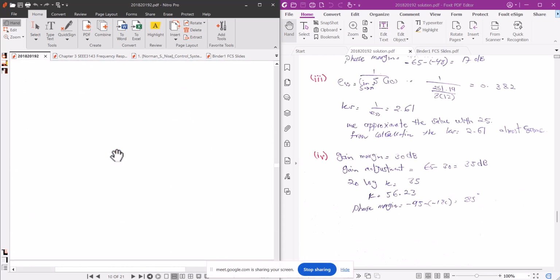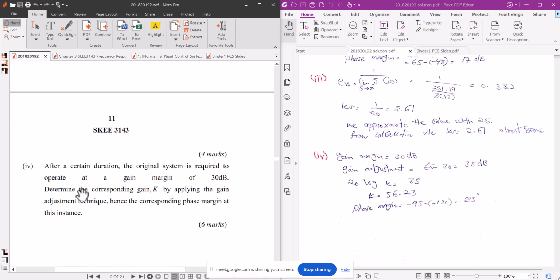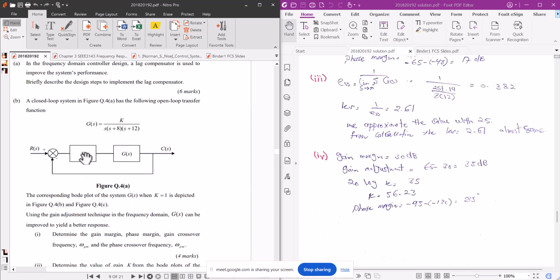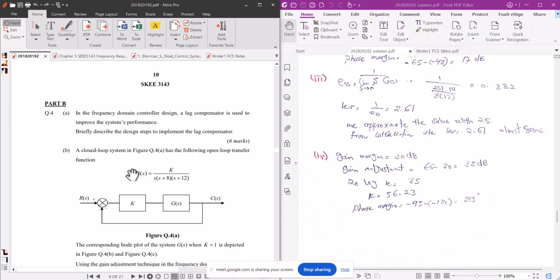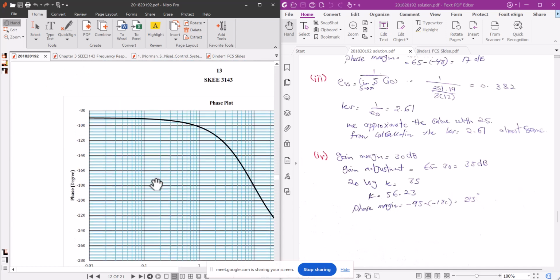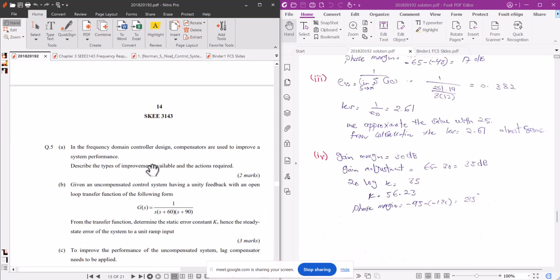So this is how this complex question gets solved. This is question 4. The other questions are also the same, so we do this in the same way because it's part B. In the frequency domain controller design, compensators are used to improve system performance. Describe the types of improvement available.